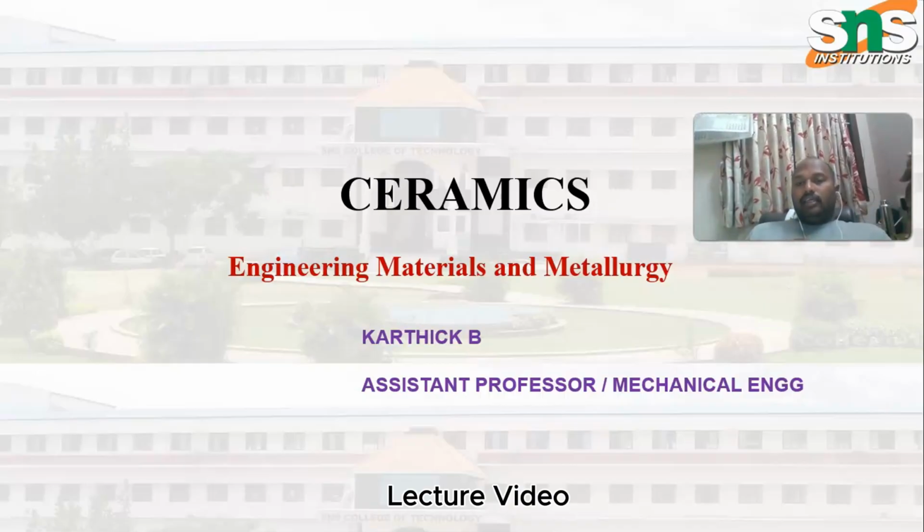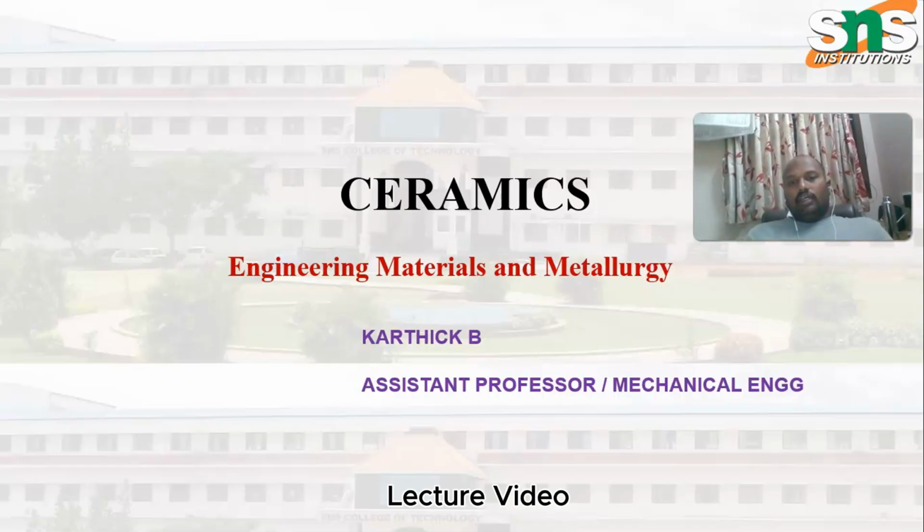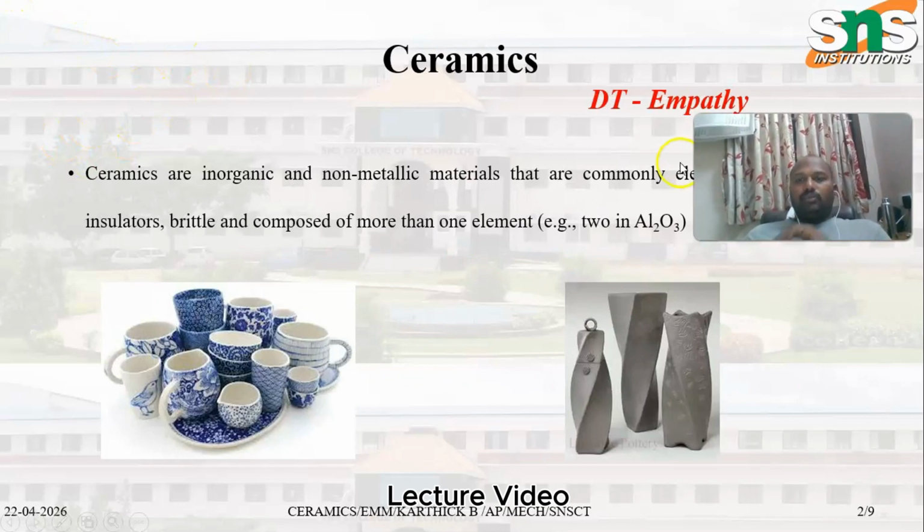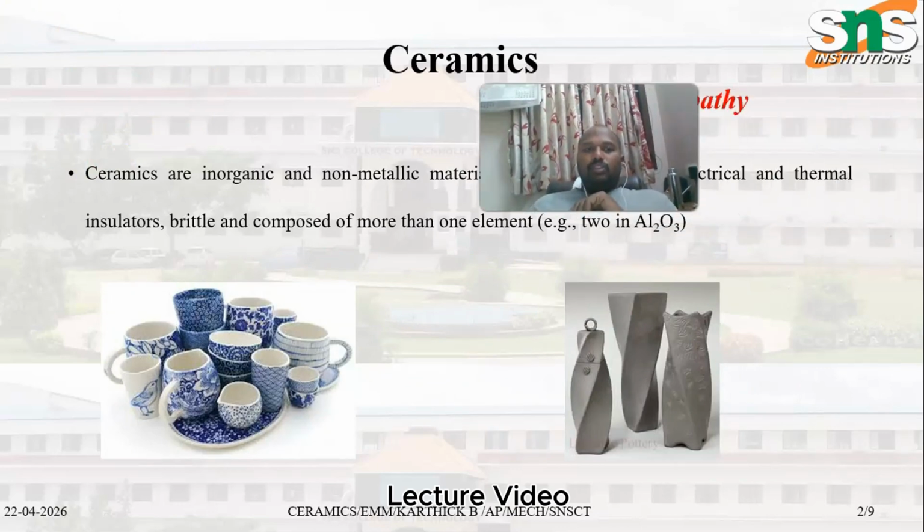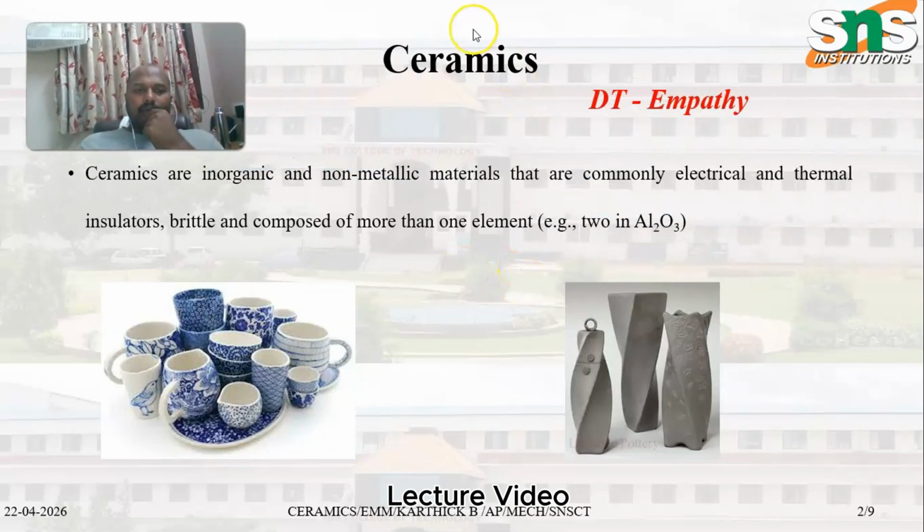because those non-metallic materials have their own properties, like corrosion resistance, or even strength, when compared to aluminum or other metallic materials. So these non-metallic materials are very useful for industrial and day-to-day applications. The next one is ceramics.